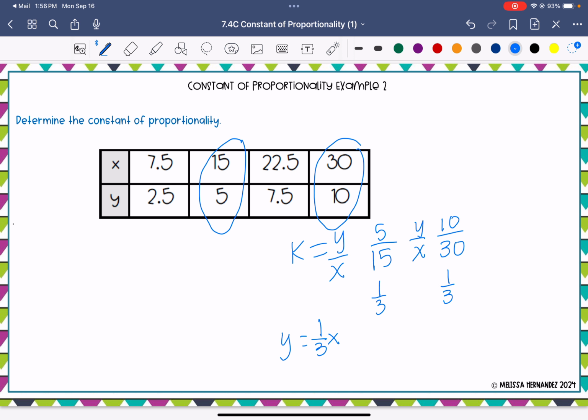And then if you wanted to write the equation, like I said, it's 1/3 X. If you just want the constant of proportionality, K equals 1/3. And that's it.